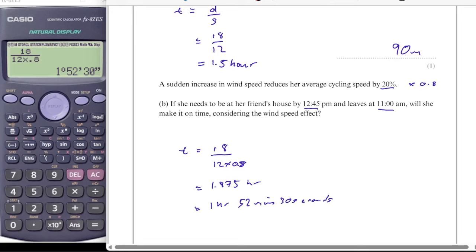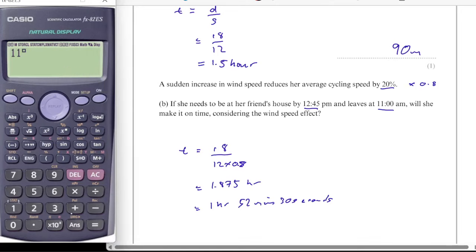So would she make it on time? If she leaves at 11, so that's 11 o'clock plus my answer. Let's see whether that works. So she would get there at 12:52 and 30 seconds. So no, she would not.